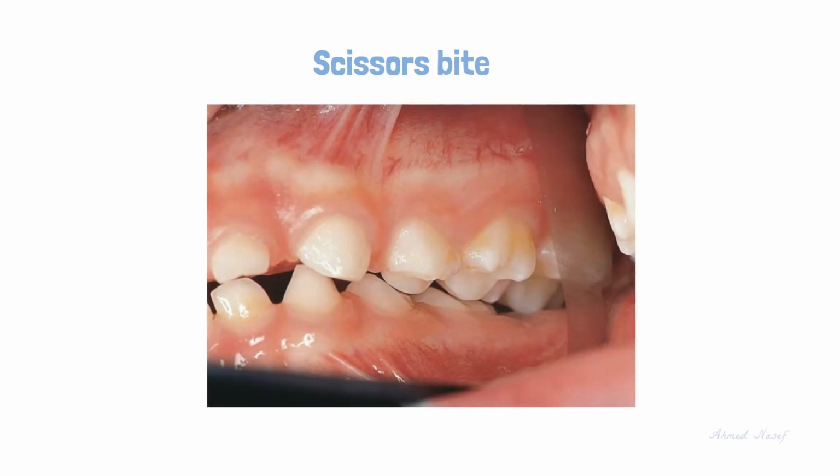Another type of crossbite is the scissors bite, and this is kind of the opposite of a posterior crossbite, where the upper posterior teeth are positioned buccally excessively, and this is sometimes called Brodie's bite.